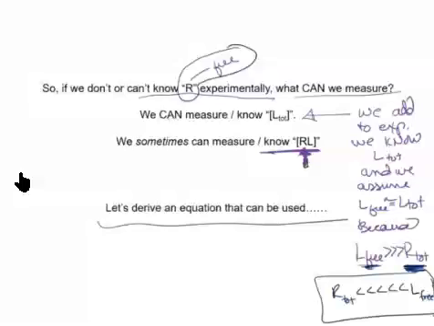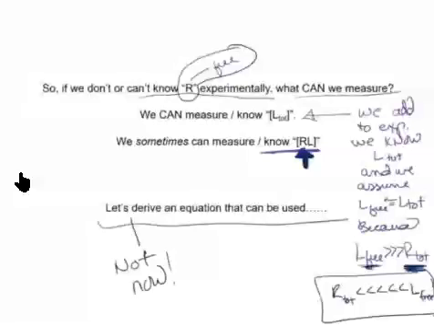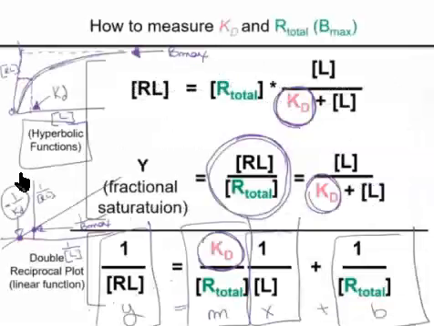So we can know this through absorbance. We can know this through radiolabel studies, we can know the concentration of RL. I'm not going to do this now, in the interest of time. But we need to get this expression in terms of things that we can know or fit. Anyway, these are the equations you need for homework.